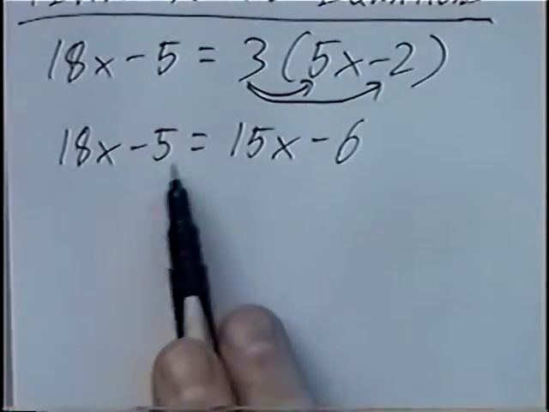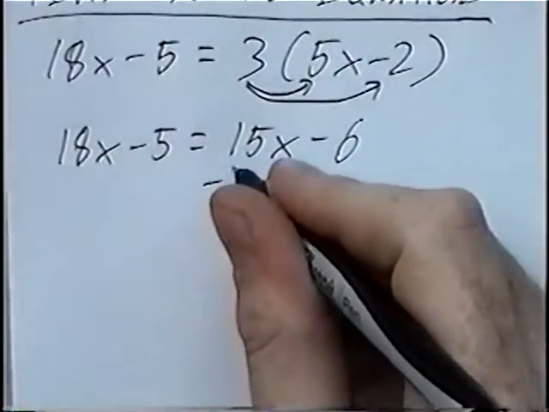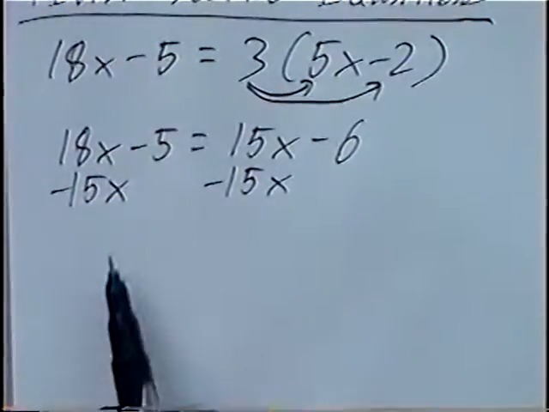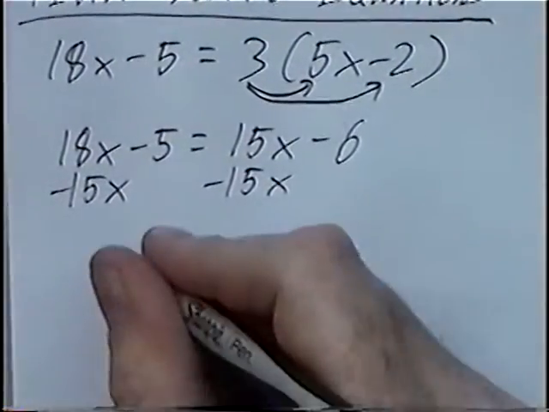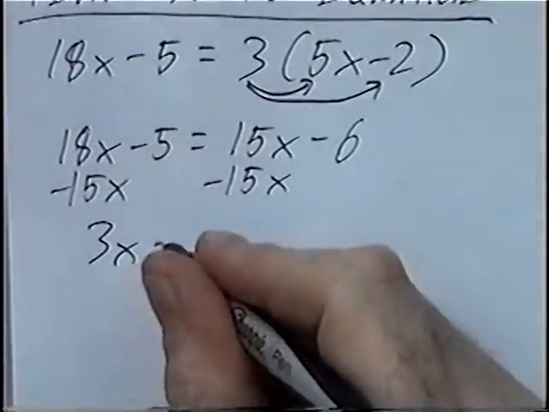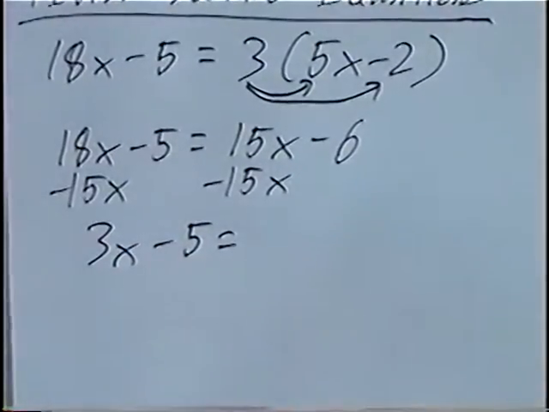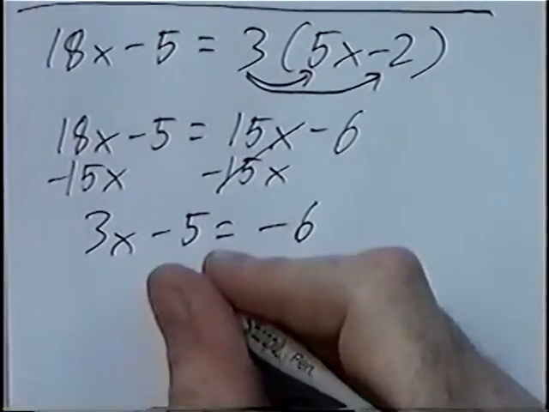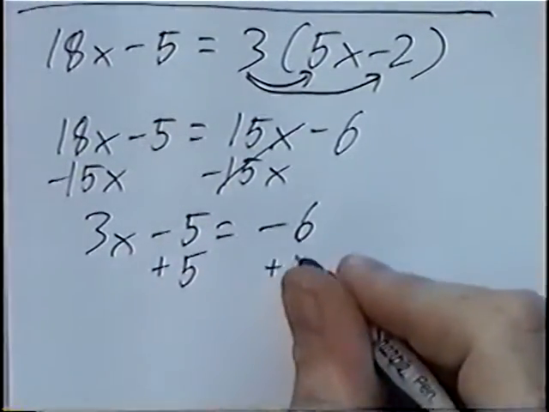Solving from here, we can put all the variables on one side. We can subtract 15x. 18x minus 15x would be 3x minus 5 equals negative 6. Adding 5 to both sides.